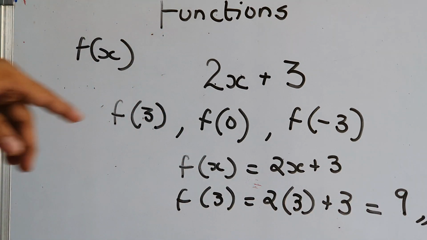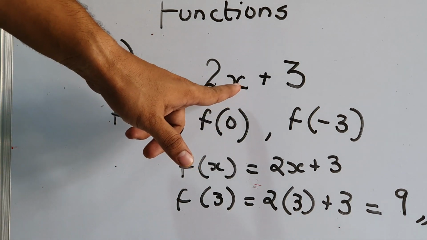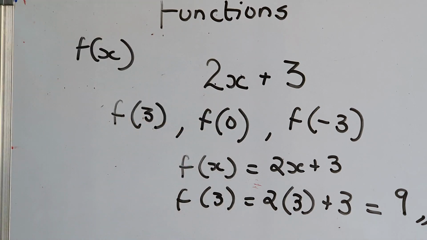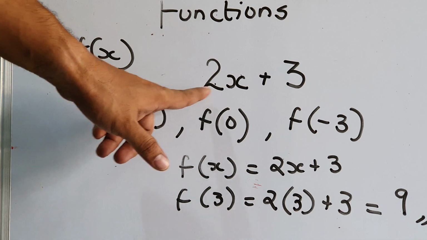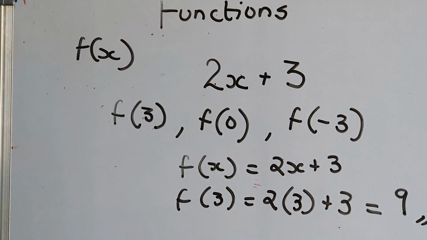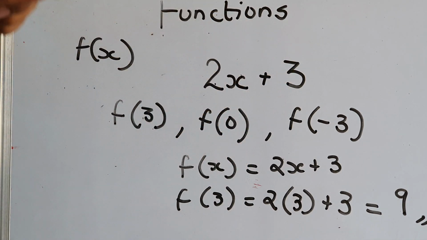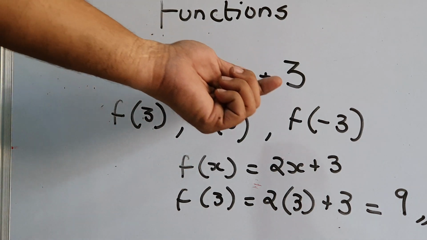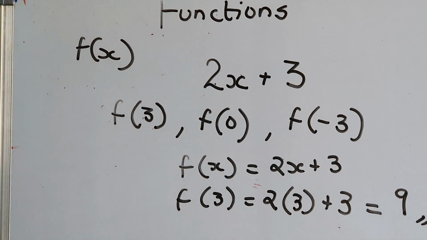In the same manner, if I substitute f of 0, 2 into 0 is 0, plus 3, my answer is 3. For minus 3, if I substitute 2 into minus 3, I get minus 6. Minus 6 plus 3 gives me minus 3. So this was the first example in which a simple equation is given and they have given you f of 3.